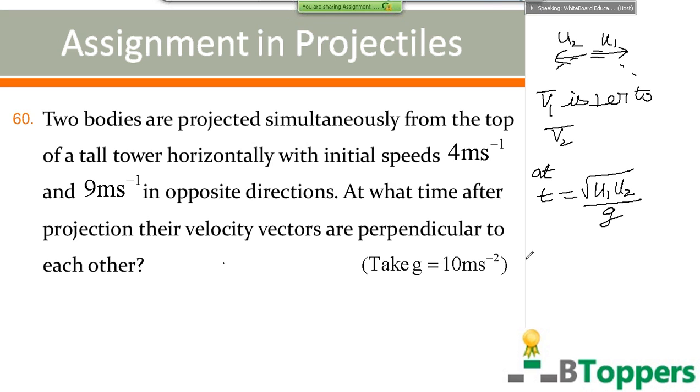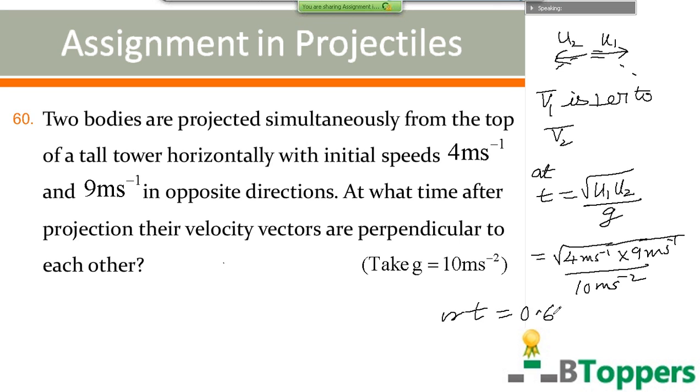In the given problem, u1 is 4 meter per second and u2 is 9 meter per second, and g is given as 10 meter per second square. So you can simplify this. You get the answer as 0.6 seconds. So the answer is 0.6 seconds.